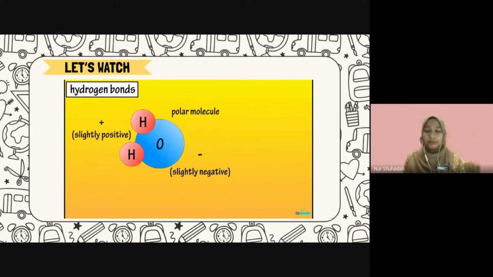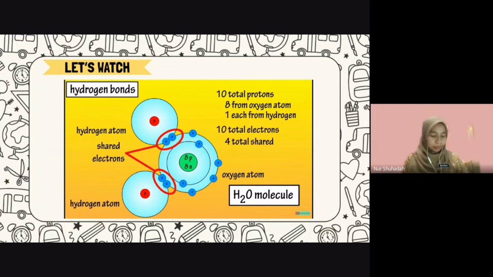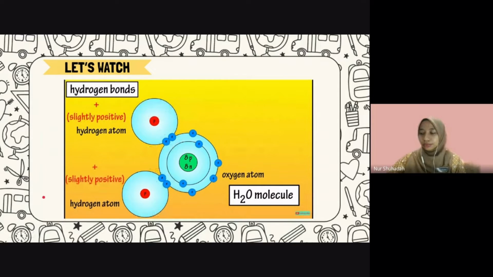If we look at a water molecule, we can see the oxygen atom shares electrons with two different hydrogen atoms. So, in total, this molecule has 10 protons, 8 from oxygen and 1 each from the hydrogen atoms, and a total of 10 electrons, 2 shared between the oxygen atom and hydrogen atom number 1, and 2 shared between the oxygen atom and hydrogen atom number 2, and the other 6 non-shared electrons from the oxygen atom. So this water molecule is electrically neutral, but it has a partial positive side, the hydrogen side, and a partial negative side, the oxygen side of the molecule.